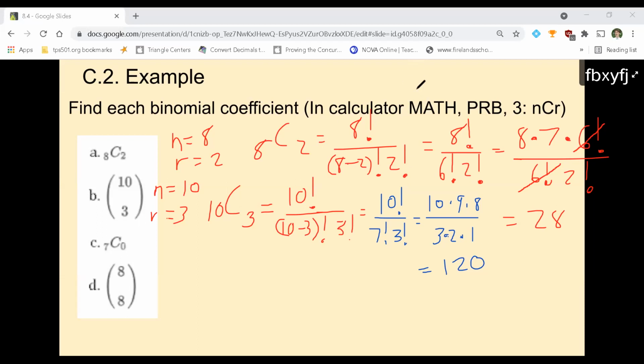All right, these last two will shock you in their answers. You ready to get spooked? Okay, here's some spooky answers for you. So this would be 7 factorial over 7 minus 0 factorial times 0 factorial. 7 minus 0 is 7, cancels out with the top. You get 1 over 0 factorial. 0 factorial is just 1. 1 divided by 1 is 1.